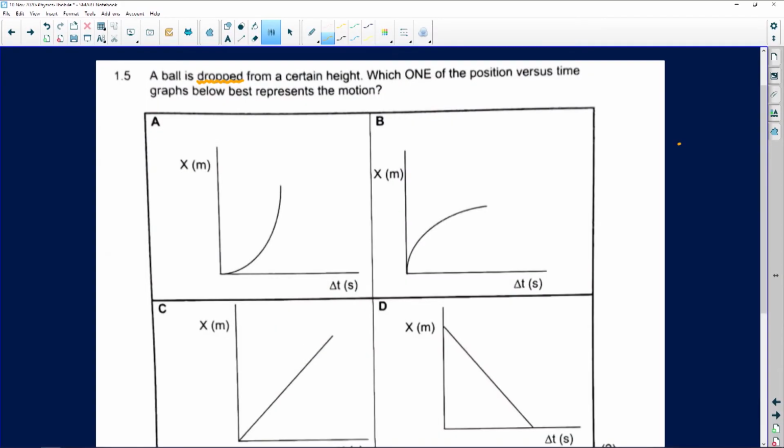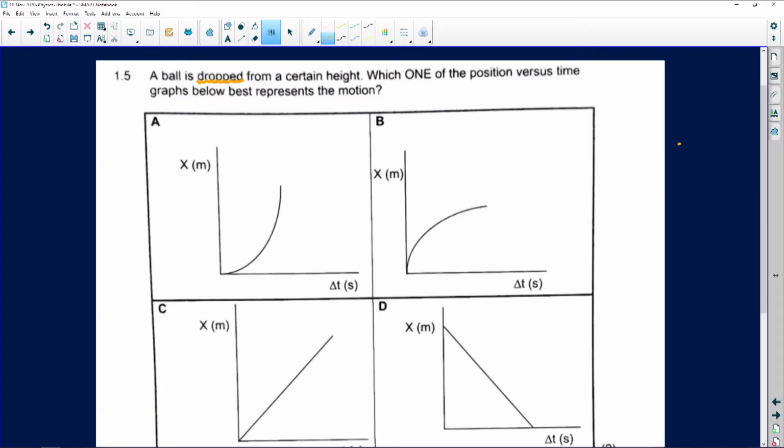What does this mean? If you throw an object up, the velocity actually keeps decreasing going up, and then it comes back down. If you throw an object down, the velocity just keeps increasing, moving down, which means we have to find a positive gradient or a negative gradient. But now we must remember, this is a position versus time graph. So let's see, it is dropped. I've already explained what it means when something is dropped and which position versus time graph best represents the motion at hand.